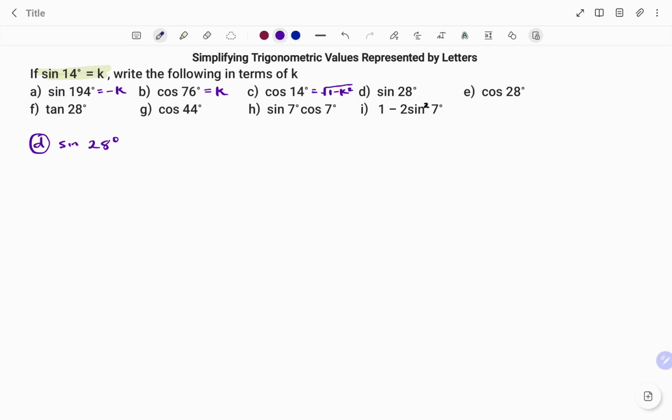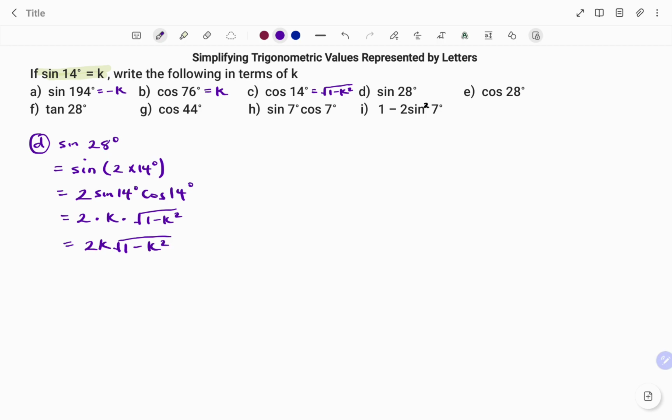If you look at sine 28 degrees, I know that 28 is a multiple of 14, so I can rewrite that as a double angle. I have that as sine of 2 times 14 degrees. Using the double angle identity, that will be 2 sine 14 degrees cos 14 degrees. Because we already know the value of sine 14 and cos 14, sine 14 is k, so I have 2 times k times, and for cos 14, we got root of 1 minus k squared. So rewriting that, sine 28 will be 2k root of 1 minus k squared.